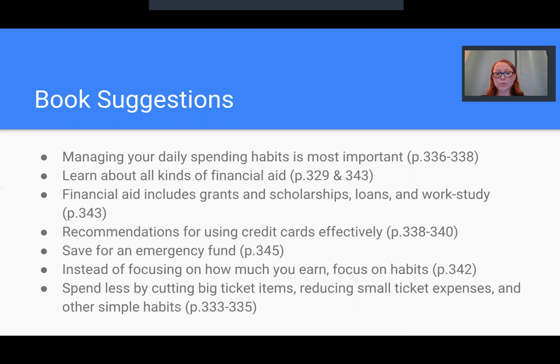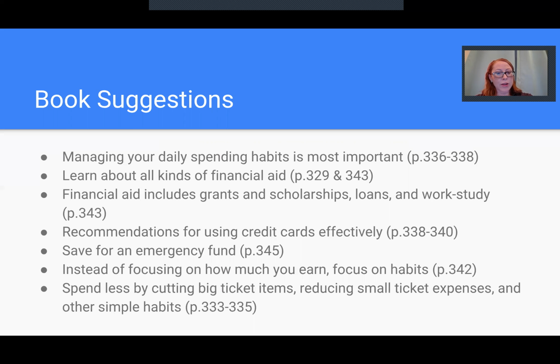But obviously, as a student, a lot of your money is tied up with books and tuition and fees. So it's important to pay close attention to this because you don't want to get in a situation where you can't afford to keep going with your education. So pay close attention to managing your daily spending habits, and that's on 336 to 338.